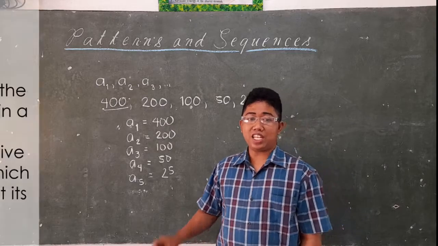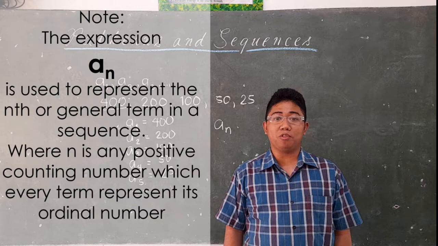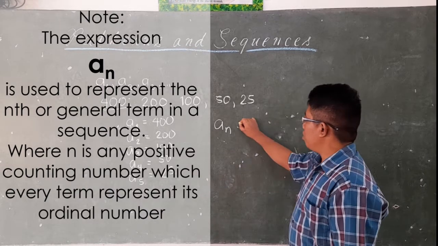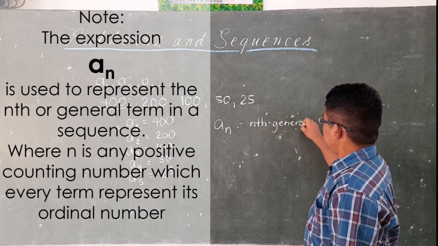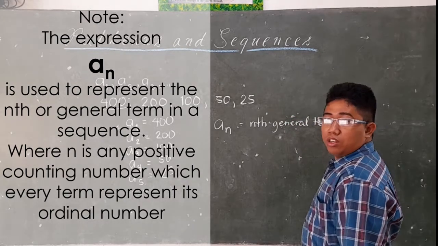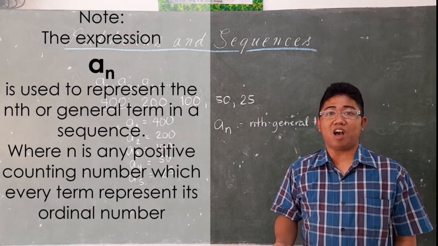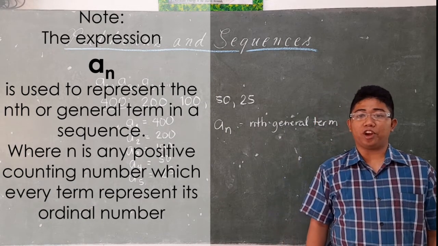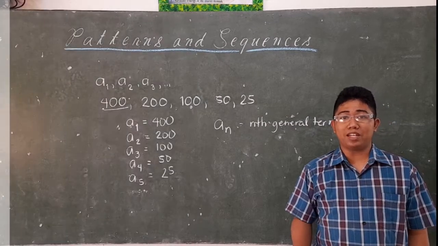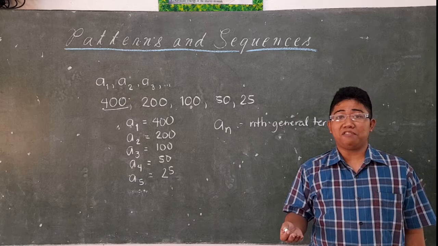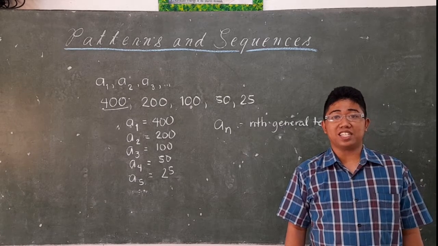Take note, the expression a sub n is used to represent the nth or the general term in a sequence, where n is any positive counting number, which represents the term's ordinal number. It depends on the specific location or position of the terms of the given sequence.